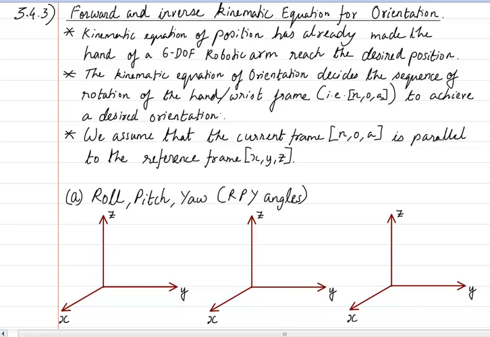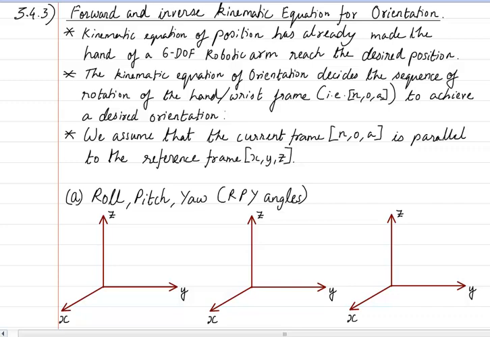So the first orientation change is the RPY angles, or what is called roll, pitch, yaw. R stands for roll, P for pitch, and Y for yaw. I have already previously taken in one of the classes what the movement of roll, pitch, and yaw is.